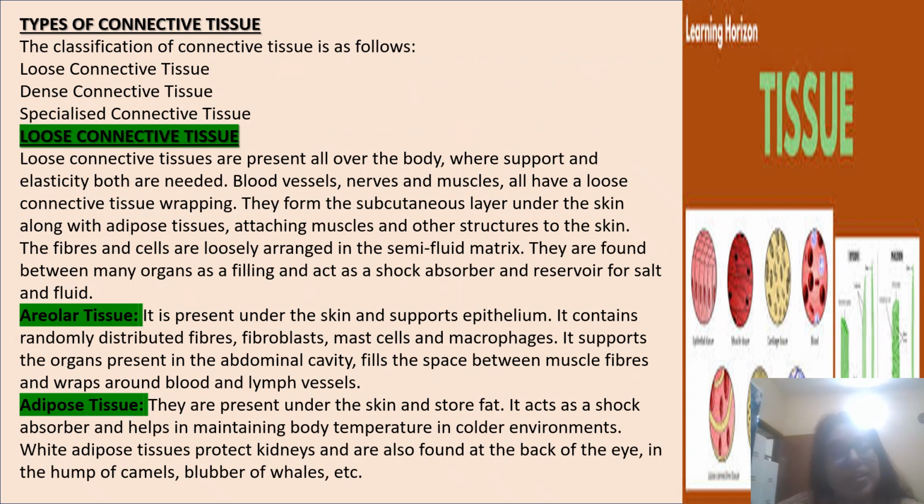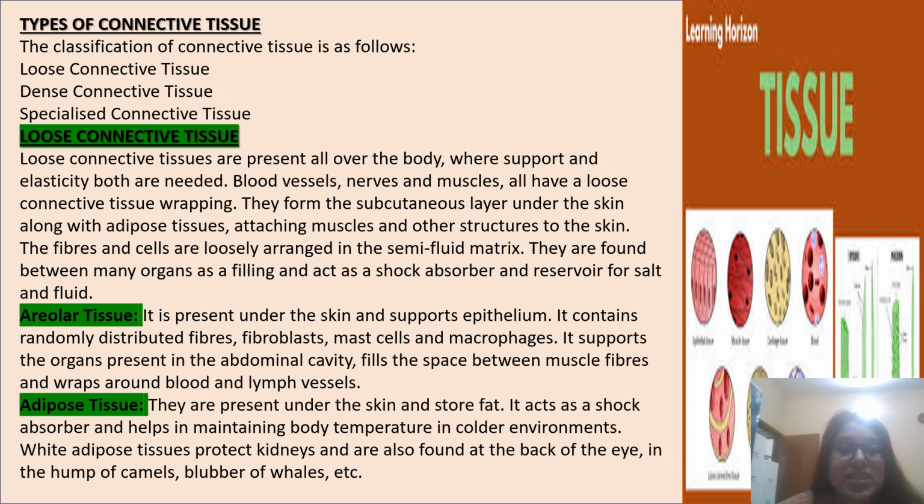Next, types of connective tissue. The classification of connective tissue is as follows, that is loose connective tissue, dense connective tissue and specialized connective tissue. Loose connective tissue. Loose connective tissues are present all over the body where support and elasticity both are needed. Blood vessels, nerves and muscles all have a loose connective tissue wrapping. They form the subcutaneous layer under the skin along with adipose tissue, attaching muscles and other structures to the skin.